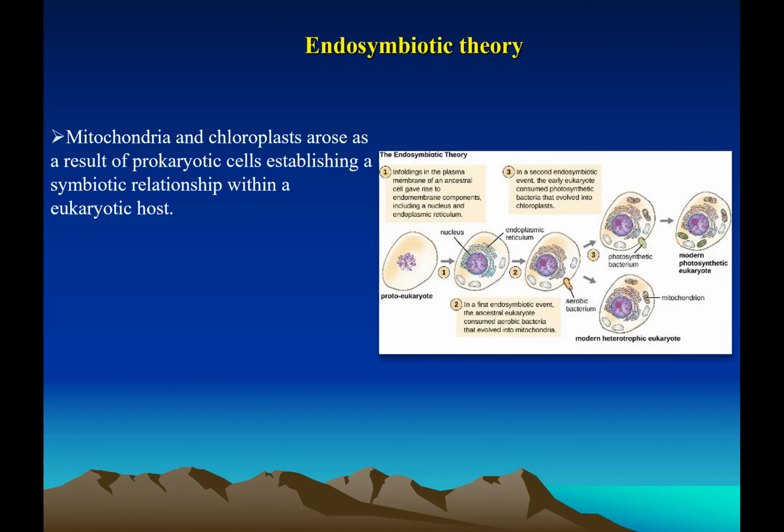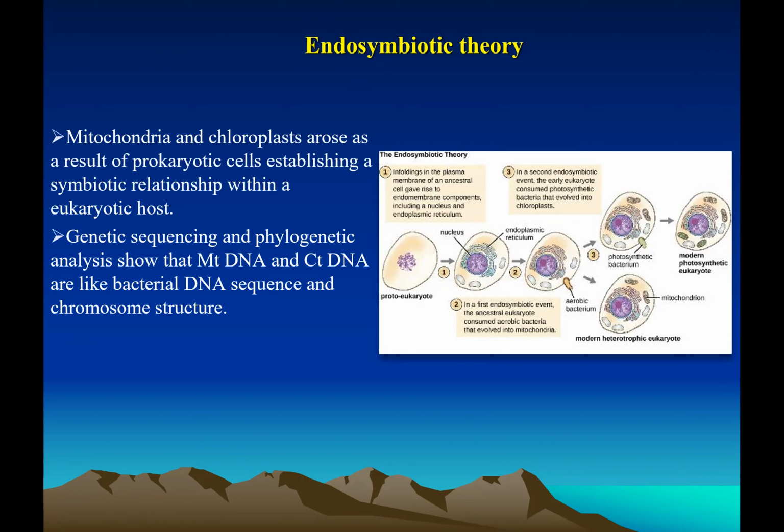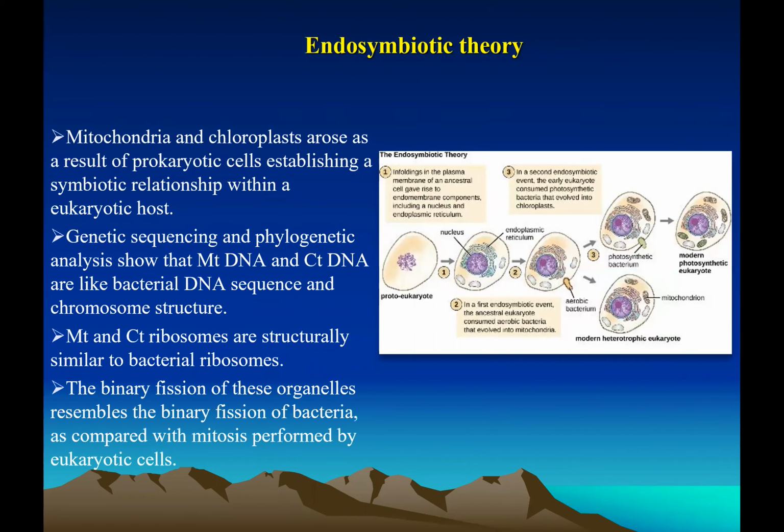So mitochondria and chloroplast used to be a prokaryotic cell, but they established a symbiotic relationship with the eukaryotic host. How was this confirmed? It's by sequencing the DNA, mitochondrial DNA and the chloroplast DNA, and they found it to be so similar to its bacterial counterparts. There's a very famous scientist, her name is Lynn Margulis, who actually anchored this theory in biology. She's from UMass.